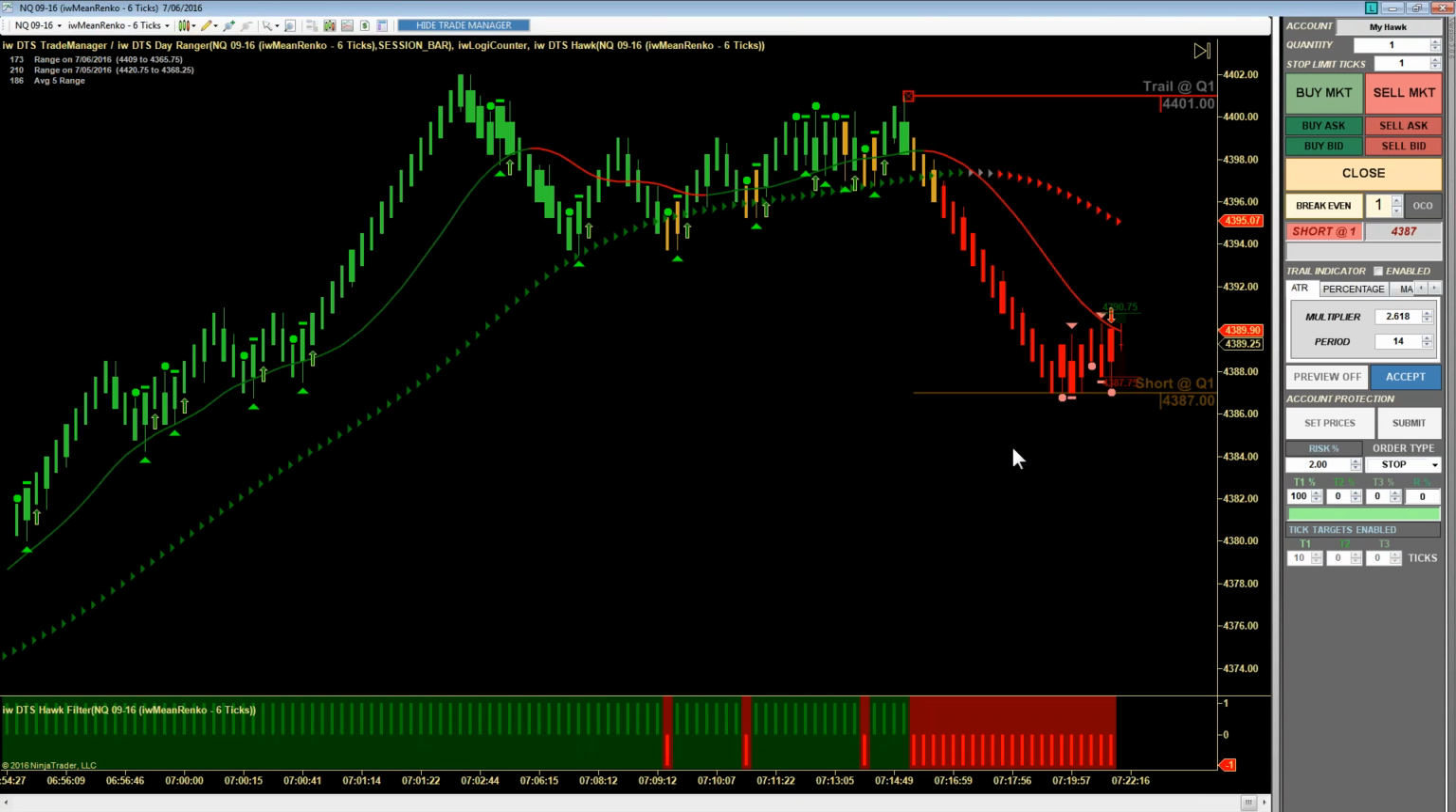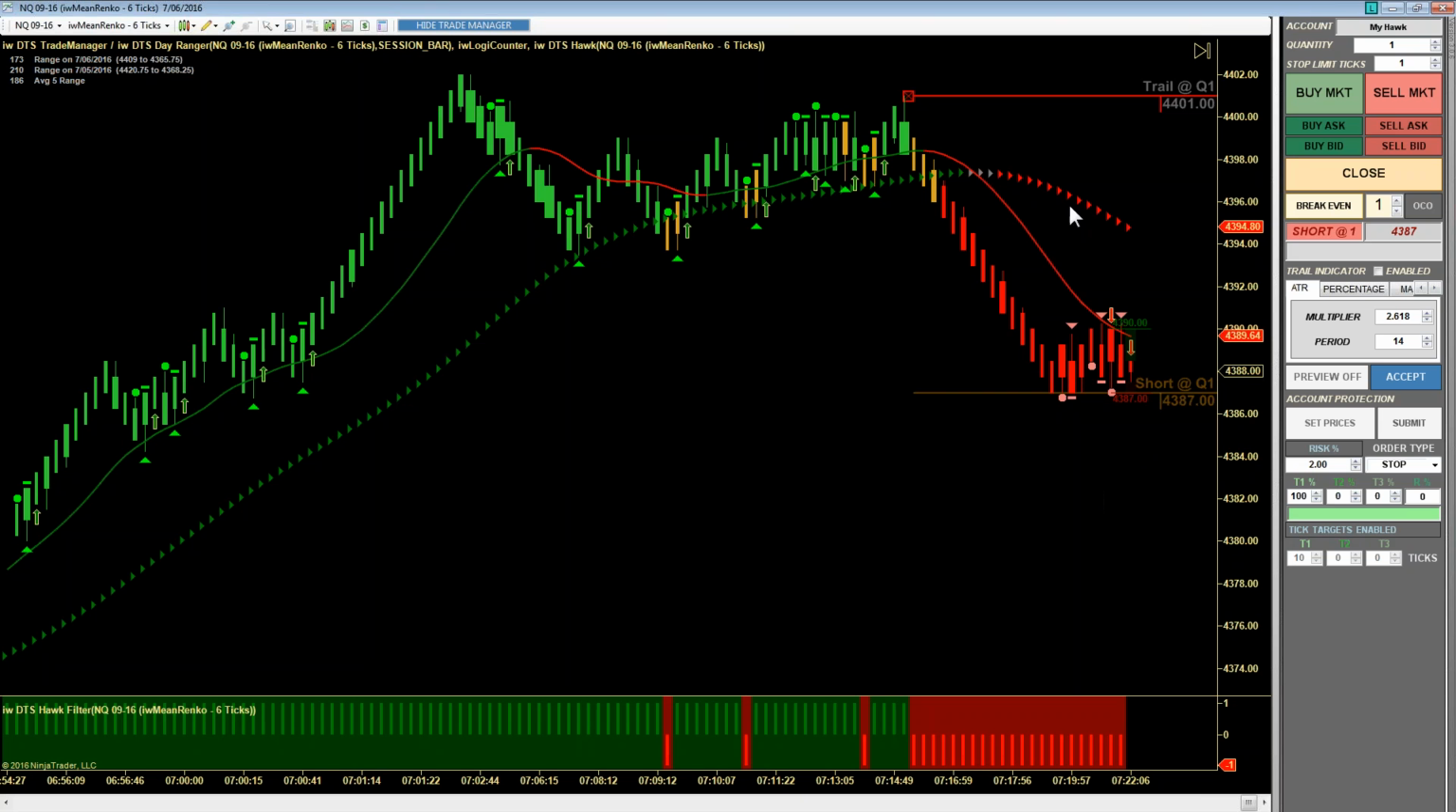I should, in actual fact, as choppy as the market is today, I would probably take profit on target. So if you're looking at this type of trade, you may want to get out when you hit your high probability target.